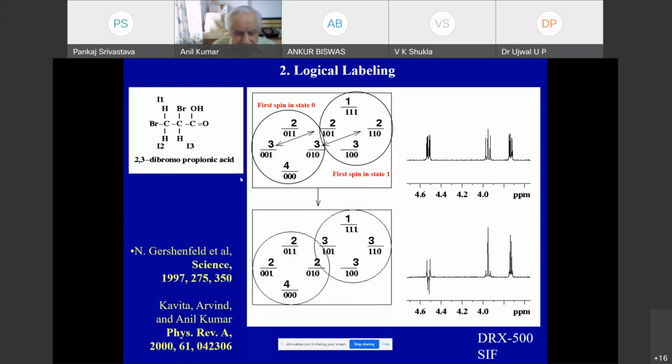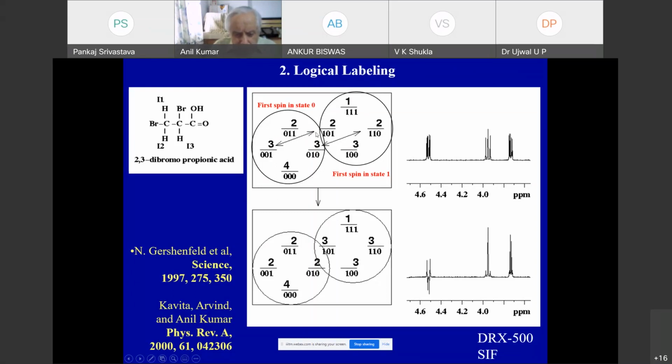The logical labeling technique was championed by Gershenfeld, in a paper in Science in 1997. We had not started our quantum computing work till that time; we started in 1999. One of the applications was to show Gershenfeld's idea. What is the Gershenfeld idea? We take a three spin system or 3-qubit system and look at the Boltzmann distribution: 4, 3, 2, 1, and 0, 0, 0 and 1, 1, 1. These are the states. This is the equilibrium state.